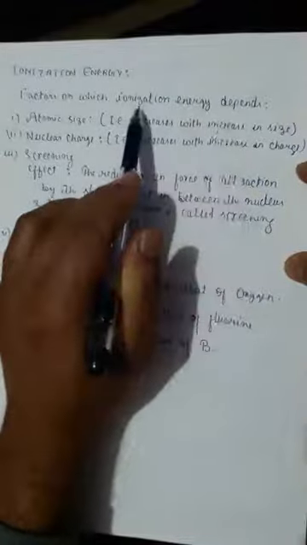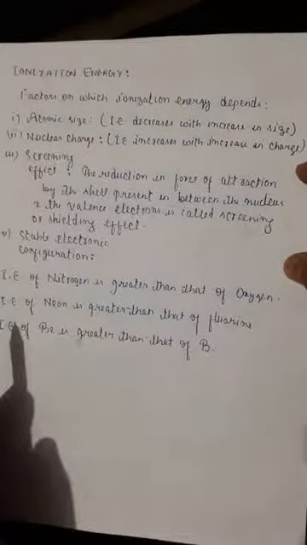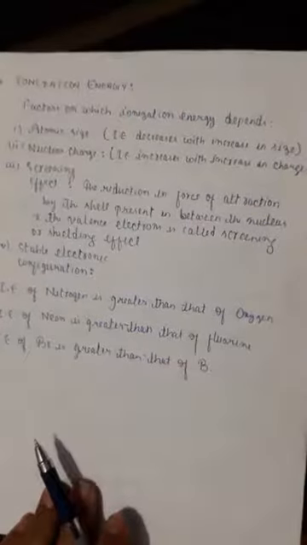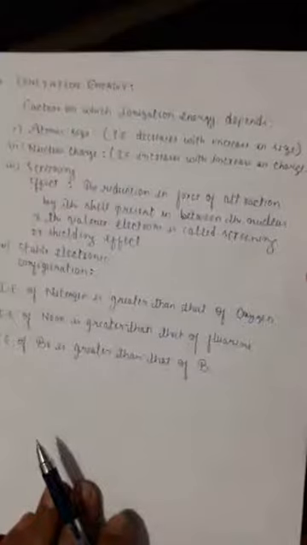Before discussing this, let's recapitulate what is ionization energy. Ionization energy is the amount of energy required to remove one electron from the valence shell of an isolated gaseous atom. So it is the amount of energy required to remove the electron from the valence shell of an isolated gaseous atom. Okay, so now let's discuss the factors.